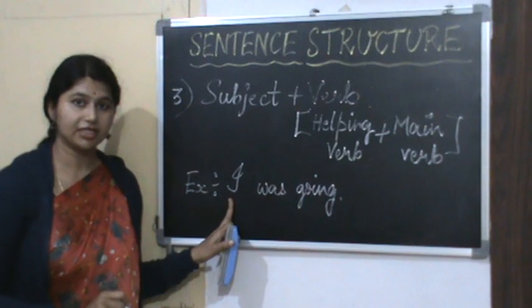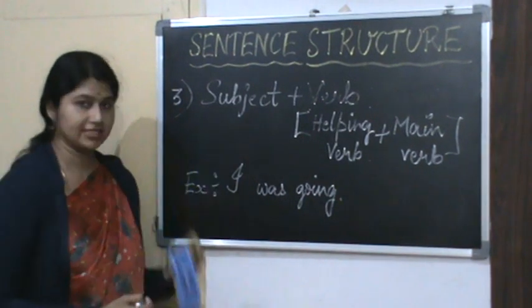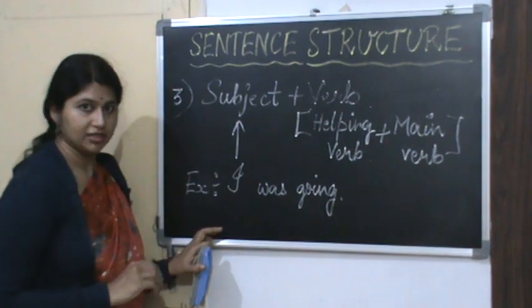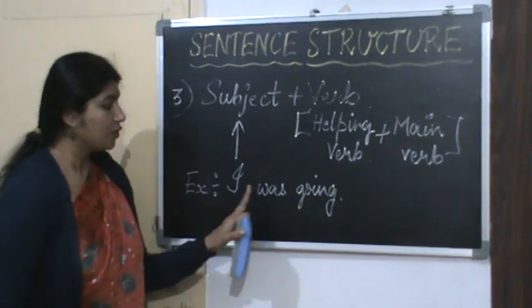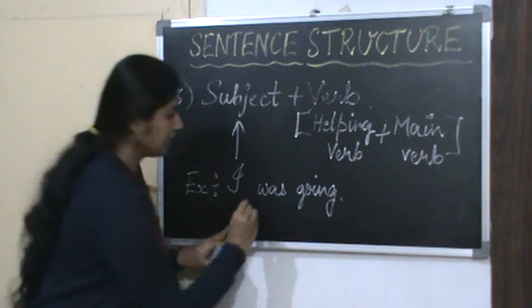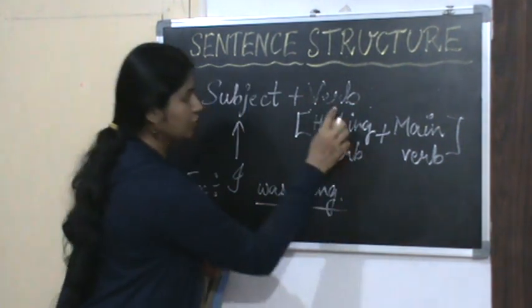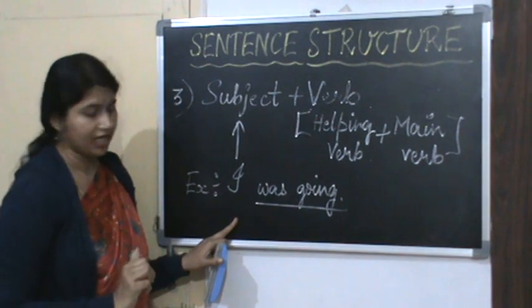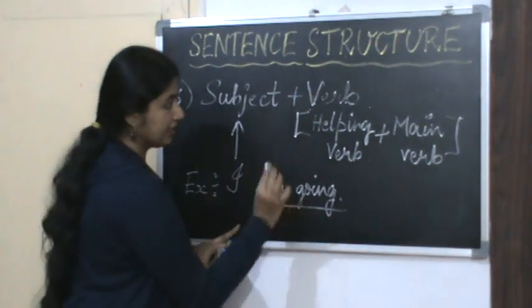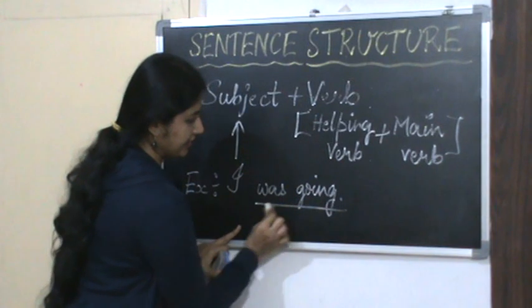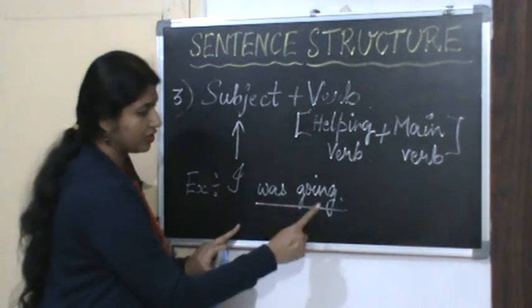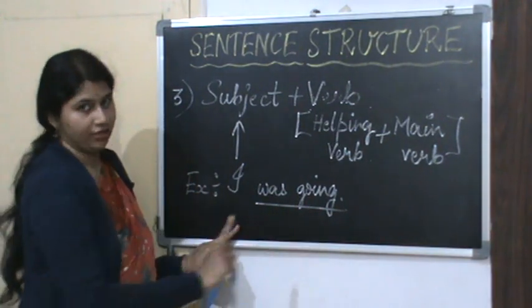I, ಯಾರ ಬಗ್ಗೆ ಮಾತಾಡ್ತಾ ಇದೀವಿ? ನನ್ನ ಬಗ್ಗೆ. I is the subject. Okay. Again, just like in the first and the second pattern, was going ಅನ್ನೋದು ವರ್ಬ್ ಆಗುತ್ತೆ. ಗೊತ್ತಾಯ್ತಾ ಮಕ್ಕಳೇ? It is divided into two components. This is the helping verb, this is the main verb.